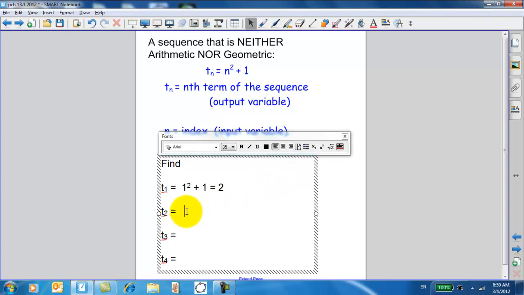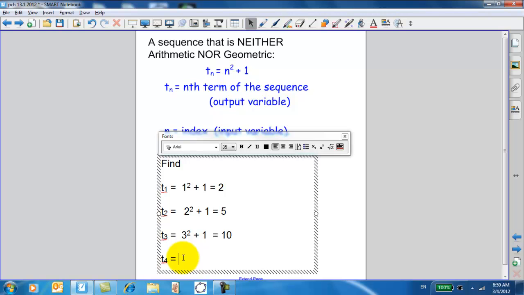For the second term, we have 2 squared plus 1, and that equals 4 and 1 is 5. So right now it looks like we have an arithmetic sequence of going up by 3 each time. But let's look carefully at 3. t sub 3 is 3 squared plus 1. And so you get 9 and 1 is 10. Oopsie. 2, 5, 10. So it's not arithmetic anymore. Is it geometric? Well, to go from 5 to 10, that's doubling. We didn't double here. So you can see it's neither.